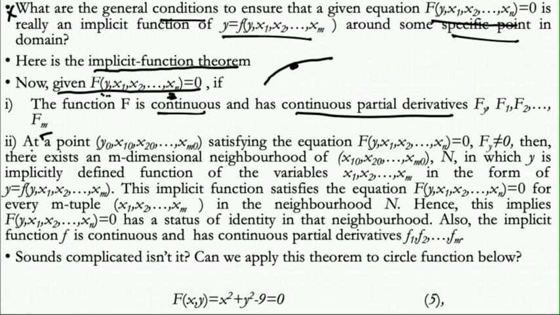Now, the second point of the implicit function theorem is, let's say we have an implicit function and we pick one point, which is this coordinate, y0, x10, x20, until xm0, that satisfies this equation. When I say satisfying this equation, it means that if you put all of these point values into the formula of this equation, it gives you the answer 0.